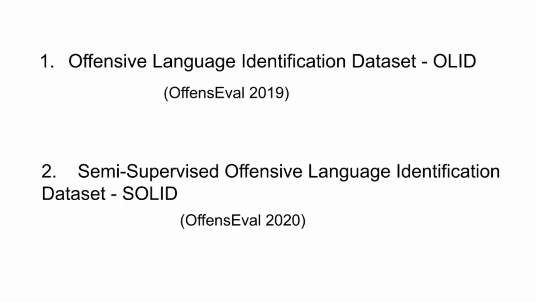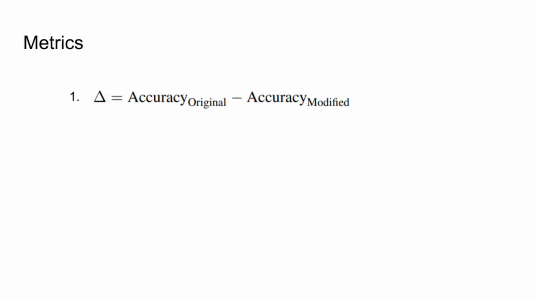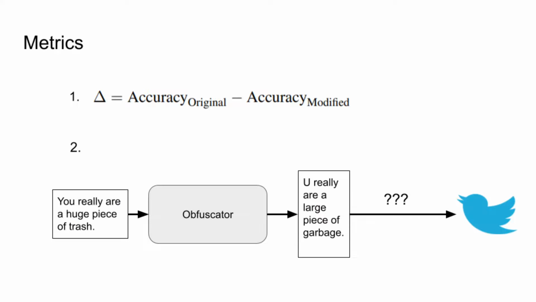For our experiments, we examined two offensive language datasets. The first dataset, OLID, was used to evaluate systems in Offensive-Eval 2019. The second dataset, SOLID, is an expansion of OLID and used as evaluation in Offensive-Eval 2020. We evaluate the attack using two metrics. First, we measure the drop in accuracy caused by the attack. Second, since the adversary still wants the text to be understandable by humans, we measure readability and semantic preservation.